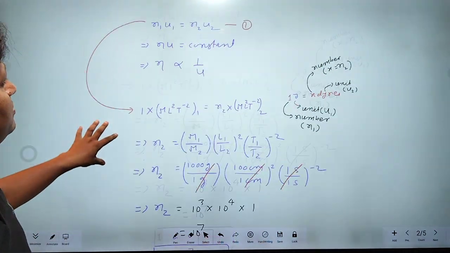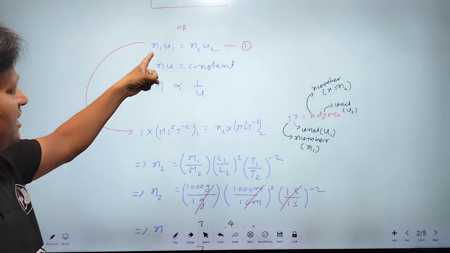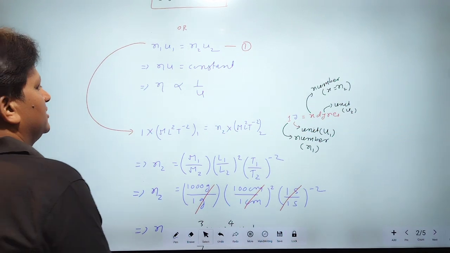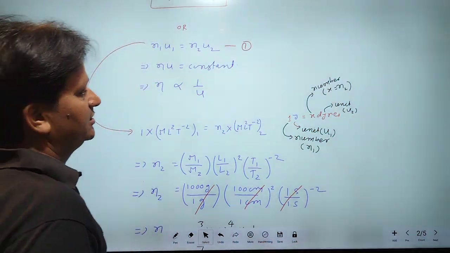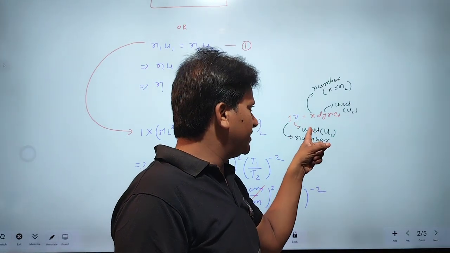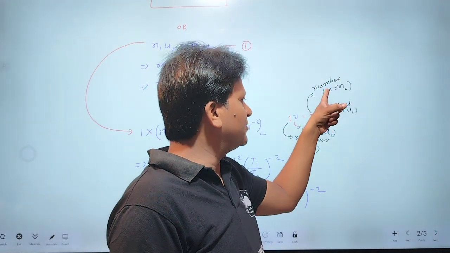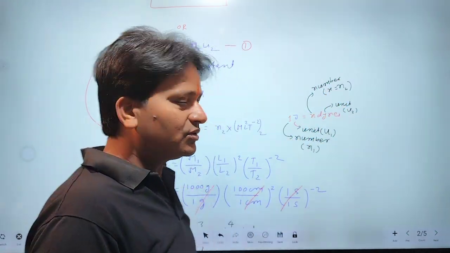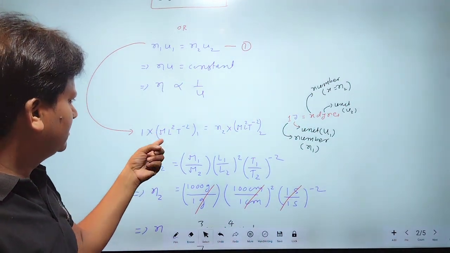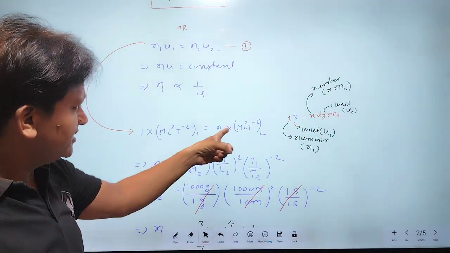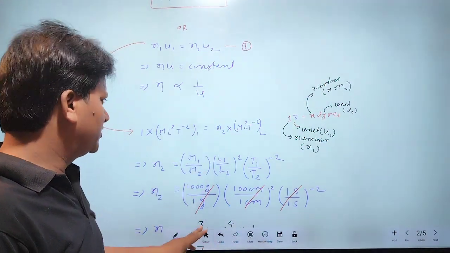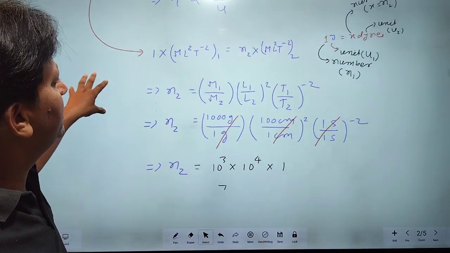Now I am going to solve the above question by this method. N1 U1 is equal to N2 U2. N1 is the number on the left side, and this is unit U1, and this is number N2, and this is unit U2. On the left side, this is the SI unit and this is the CGS unit. Therefore, we have to find the value of N2.